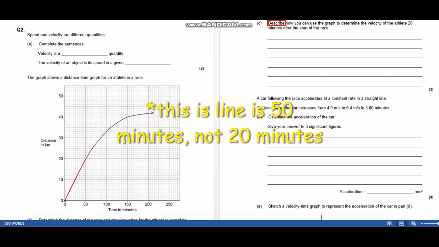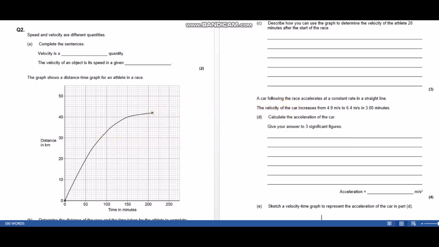In fact, I've done it to 50 minutes, so I would redraw that line. 20 minutes needs to be to that point there, so that's 20 minutes. So I've drawn that line because that is what you need to do in order to find the velocity after that amount of time. First thing you do is draw a tangent.